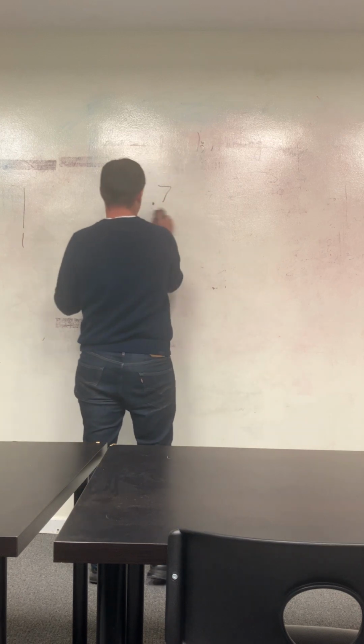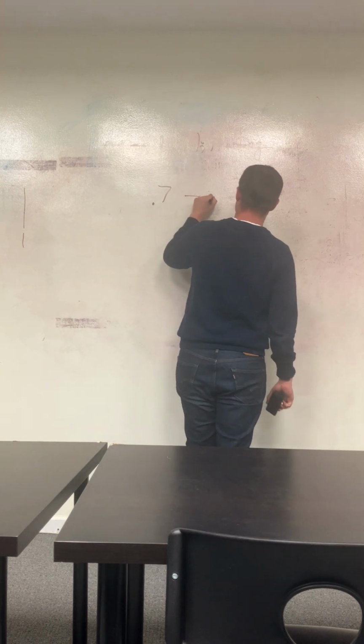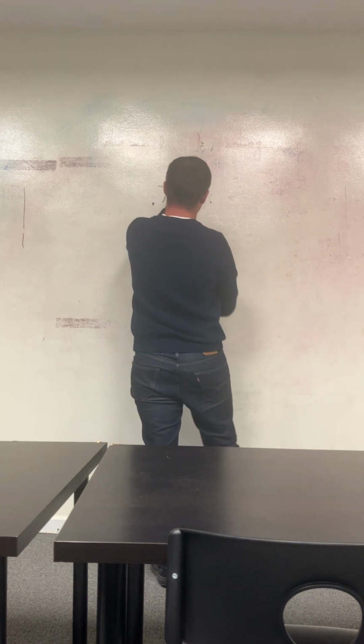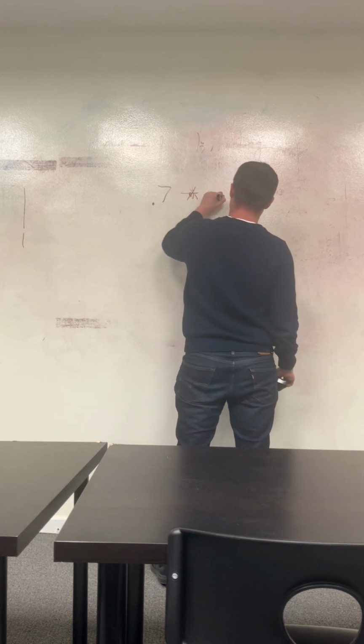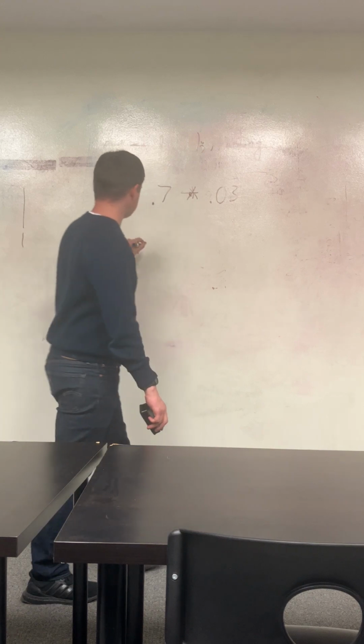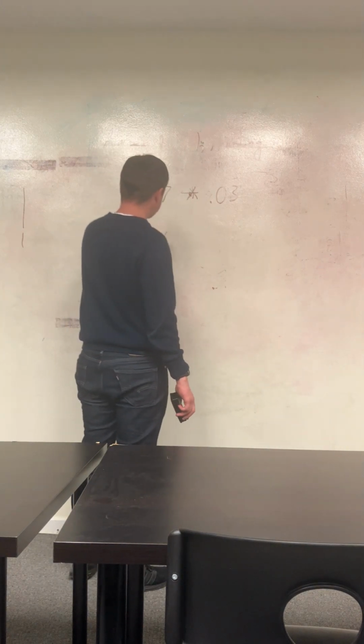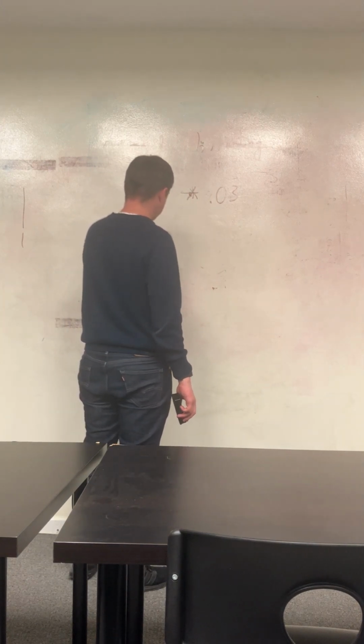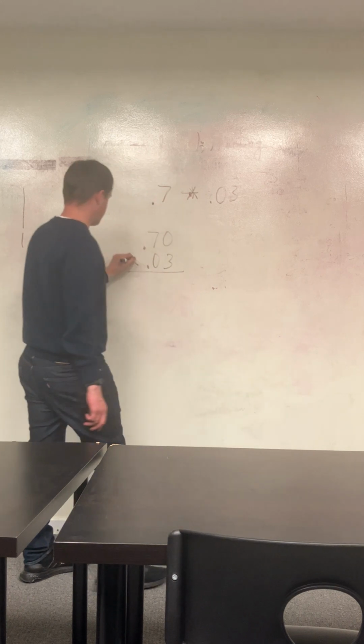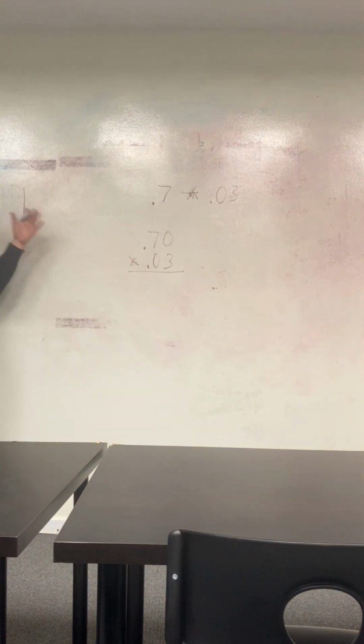So let's say, well, let me do it like this: 0.7 times 0.03. When we set it up, I'm going to tell you to write 0.70, 0.03, and just get it nice and lined up like that, so that it's all lined up.